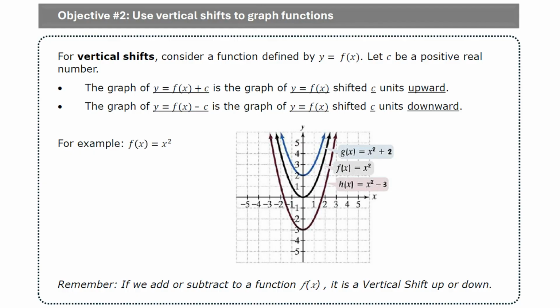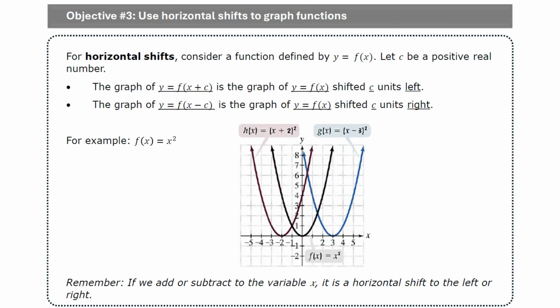Now, objective 3 focuses on horizontal shifts. Again, we're going to let c be a positive real number. Horizontal shifts affect the variable. So the graph of y equals f of x plus c is the graph of f of x being shifted c units left. And the graph of y equals f of x minus c is the graph of f of x being shifted c units to the right.